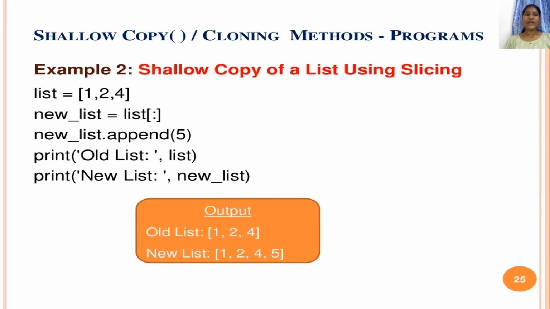Here is an example on shallow copy. I have considered a list 1, 2 and 4. The new list equal to the list of range starting to ending, and new_list.append(5). Print the old list and print the new list. The output for the given program would be old list, that is 1, 2 and 4, and the new list would be 1, 2, 4 and 5. This works without changing the old list.